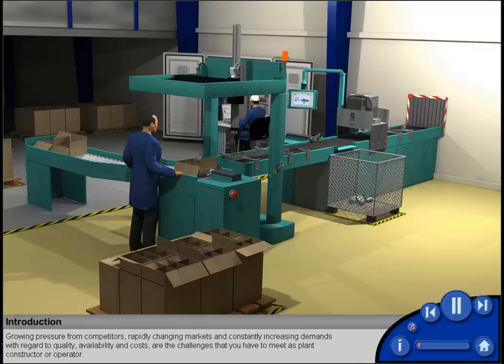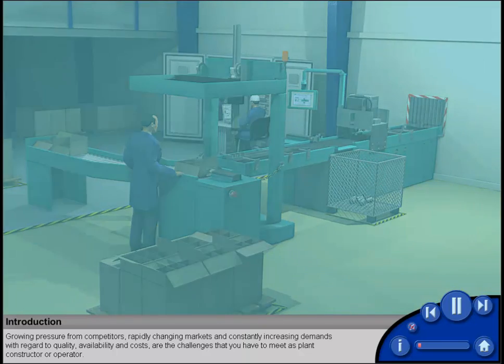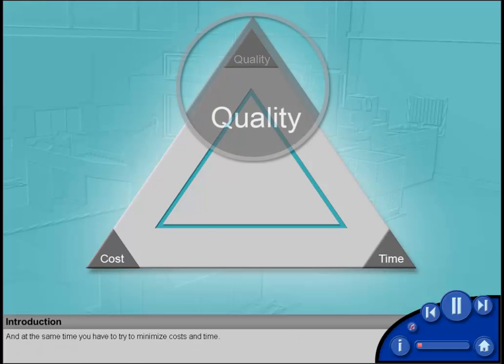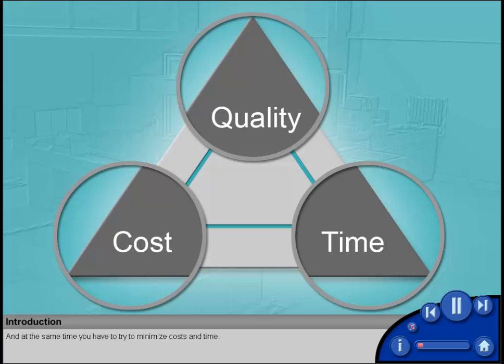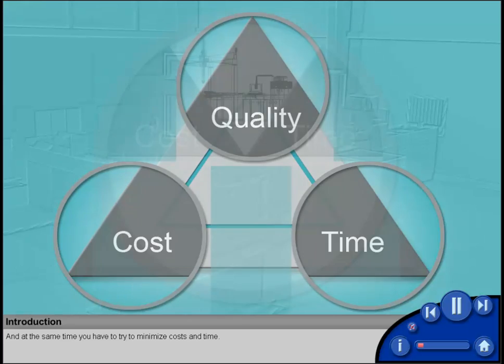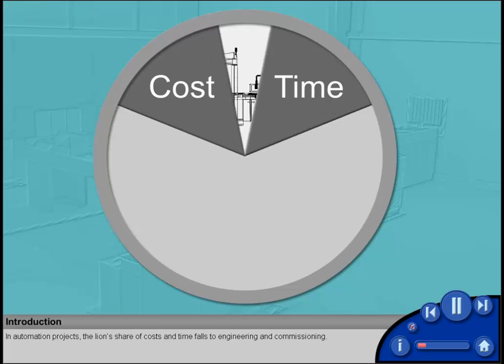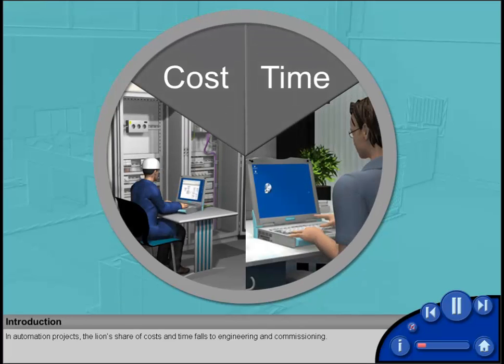Growing pressure from competitors, rapidly changing markets and constantly increasing demands with regard to quality, availability and costs are the challenges that you have to meet as plant constructor or operator. And at the same time, you have to try to minimize costs and time. In automation projects, the lion's share of costs and time falls to engineering and commissioning.